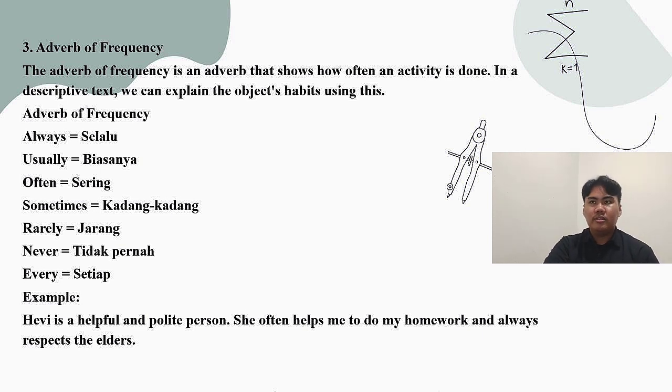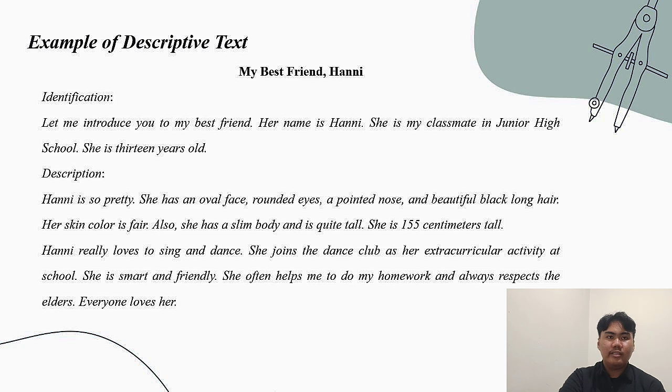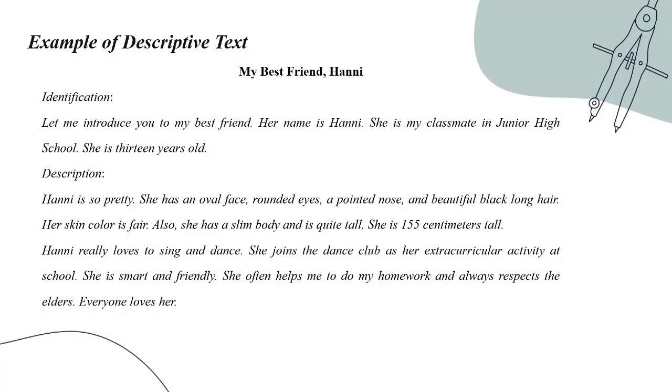From the description, the writer used adverb of frequency, namely often and always. From earlier, we have discussed the meaning, structure, and linguistic rules of descriptive text. Now let's make an example of descriptive text in English about Honey. Example of descriptive text.